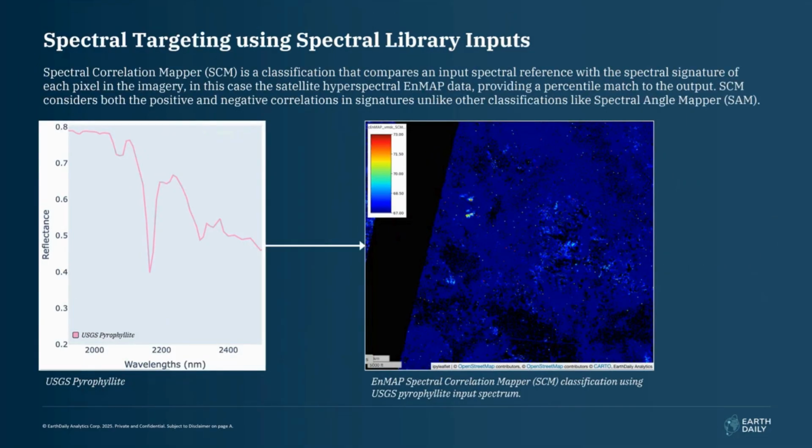So what we can do is say, okay, I've got this pyrophyllite signature. I want to look for where I can target that. So I can start with a pretty simple classification, a spectral correlation macro classification I'm going to use throughout this. Essentially, it's saying I've got this input spectral signature. I'd like to find in my hyperspectral data where I can see similar spectral signatures to this, and then provide me with a percentage match. Now, this is a really good classification compared to some other classifications out there, because it takes into account both the negative and positive correlation of the input spectra that we're taking there.